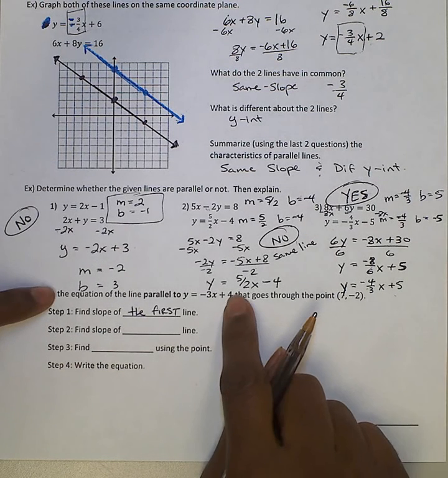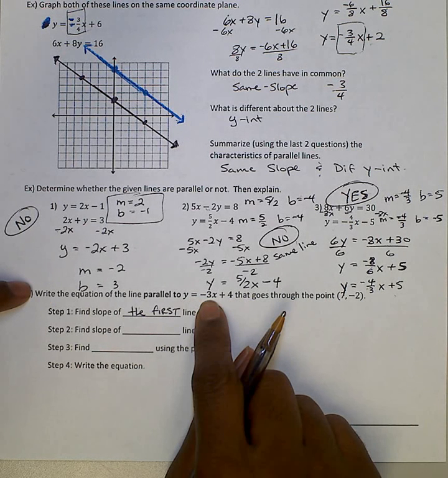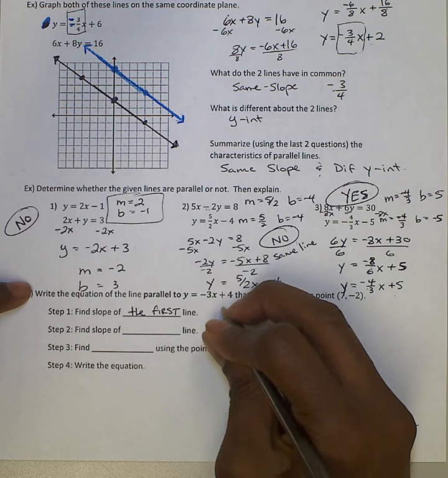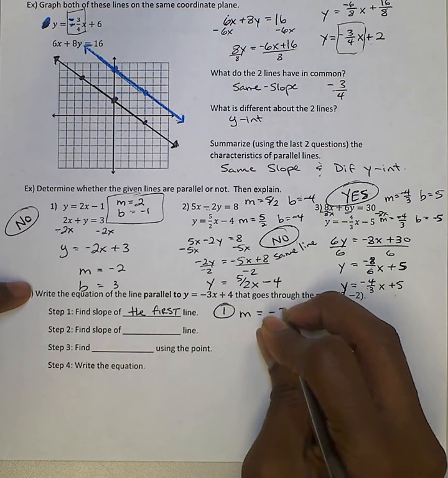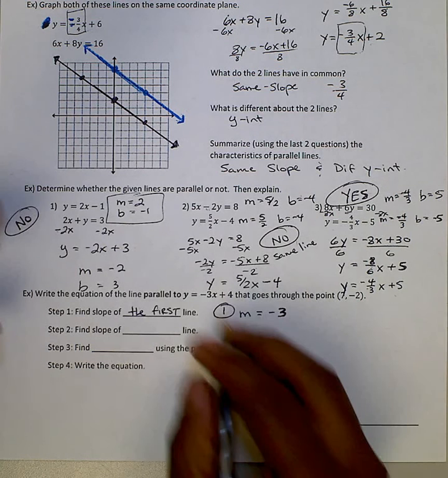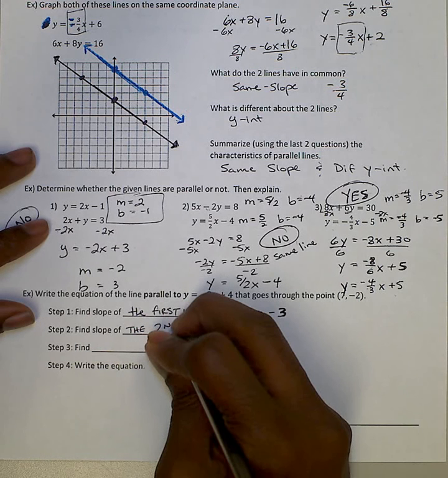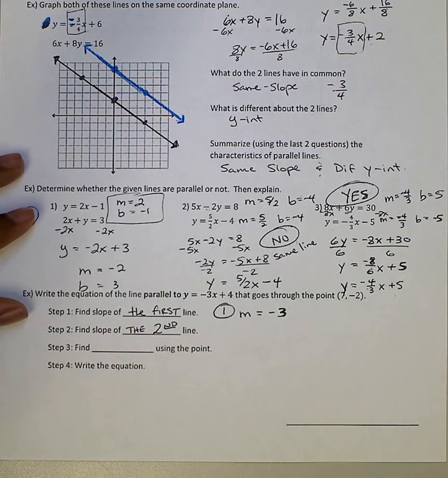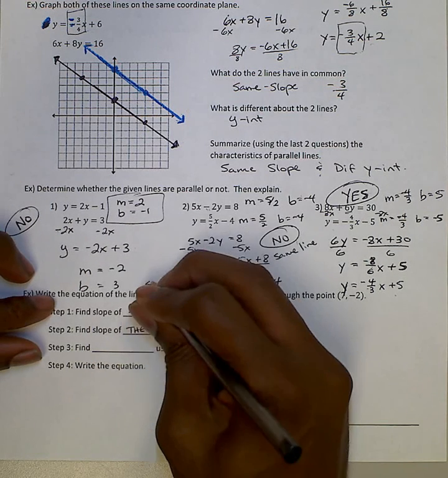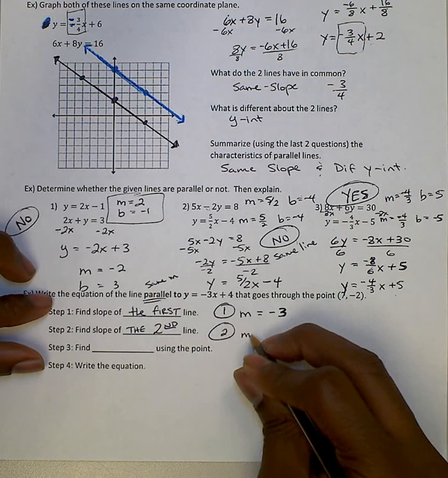So if we look at this first equation, y equals negative 3x plus 4, this is in slope-intercept form, so we just have to identify the slope, and that means the slope is negative 3. Okay. Then we have to think about what's the slope of the second line going to be? Or find the slope of the second line. Since parallel means same slope, we know that's going to be the same, negative 3.